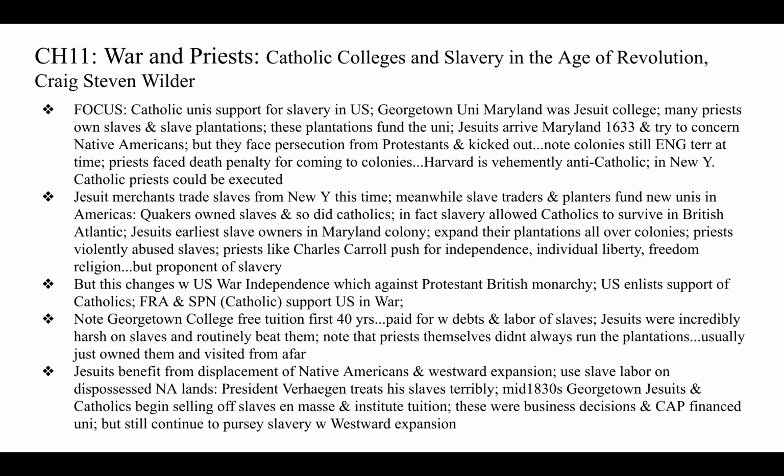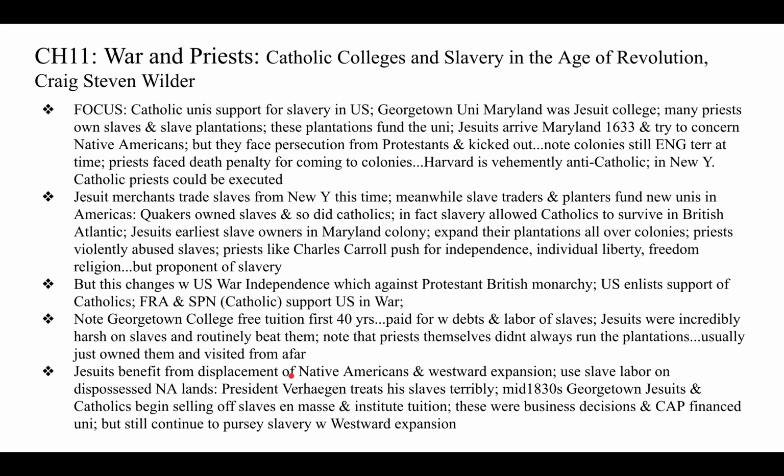So this results in some transformation of the position of Catholics in the United States, and it leads them eventually to not rely so much on slavery in certain parts, especially to support, for instance, Georgetown College in Maryland. At first, when they relied heavily on slavery there, the first 40 years of that college had free tuition. And that was only possible because all of that was financed with the debts and the labor of slaves.